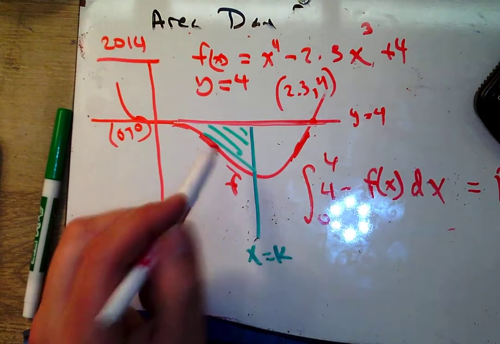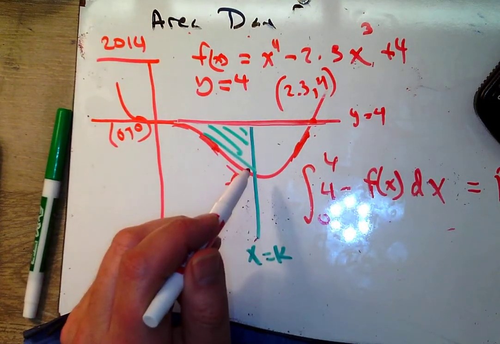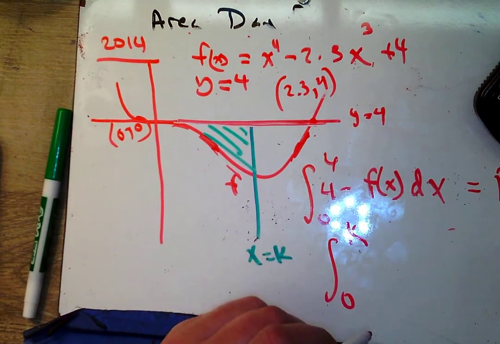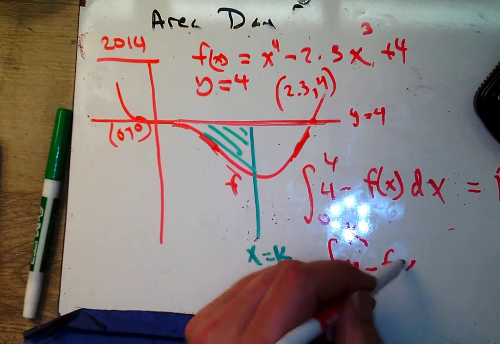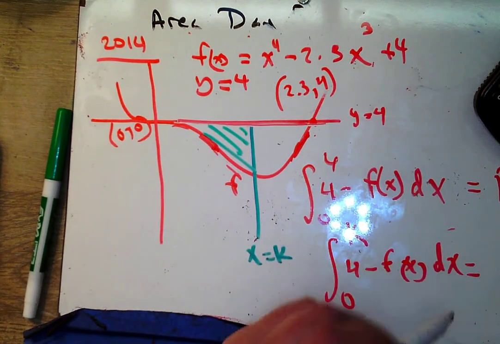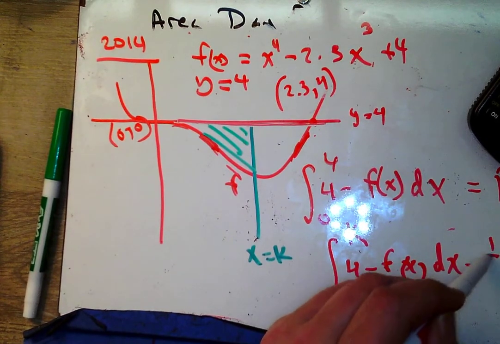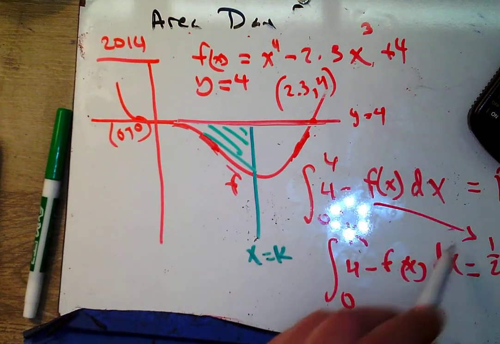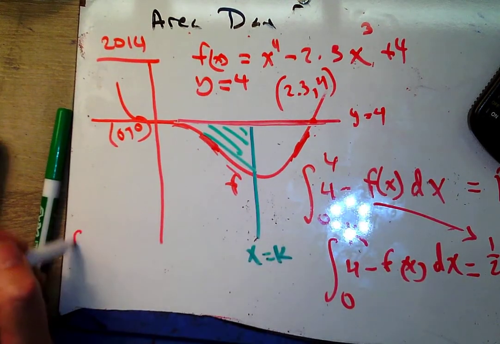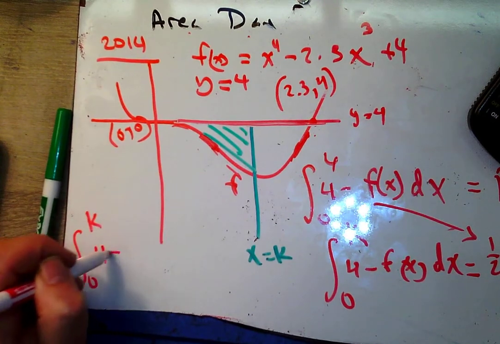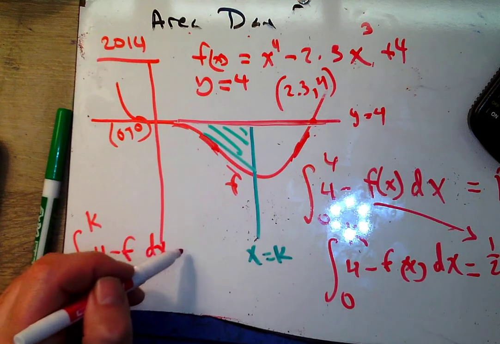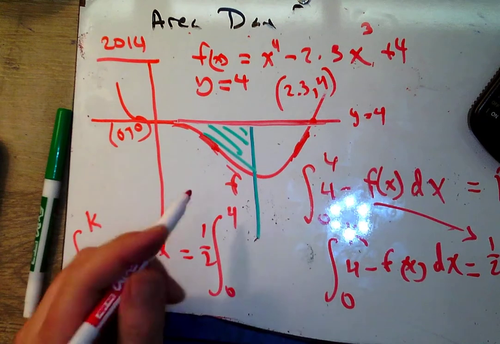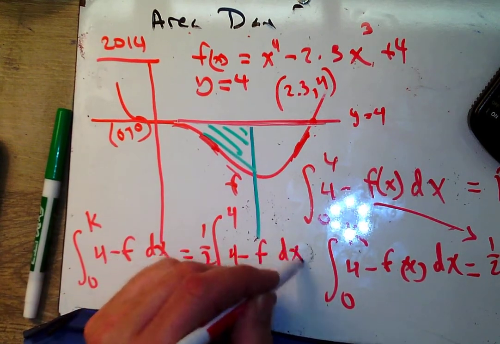Okay. But I want only half of that. So I'm going to say the integral from 0 to k of 4 minus f dx equals 1/2 r. I've defined r to be this number, and so now I have half of that. You could, of course, go 0 to k, 4 minus f dx equals 1/2 the integral from 0 to 4 of 4 minus f dx.